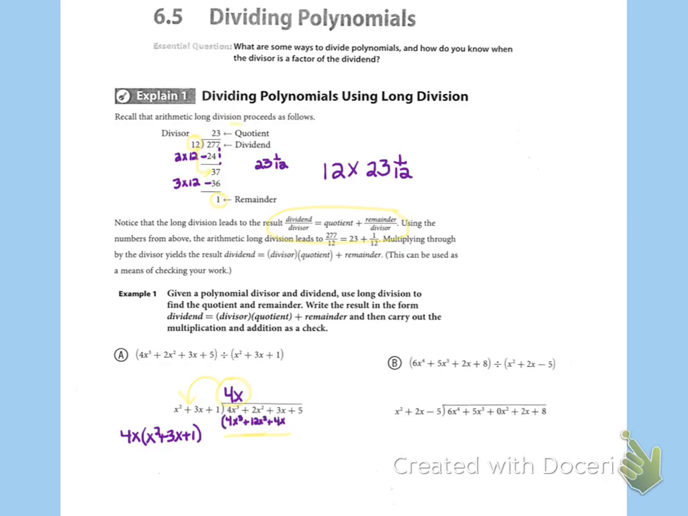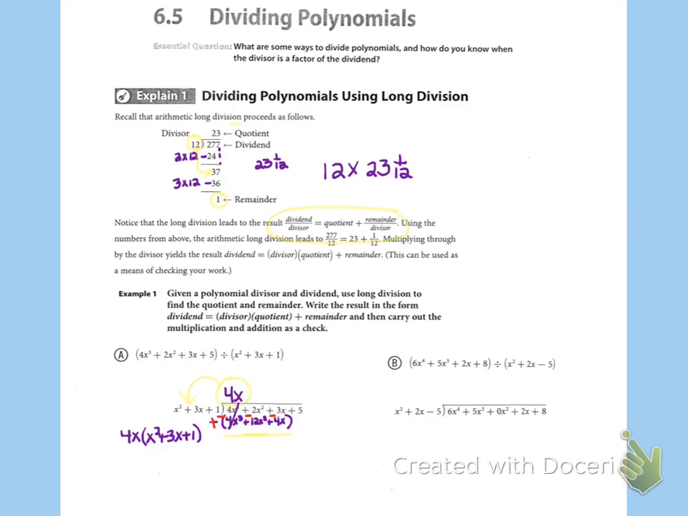Now remember, I'm subtracting that, so basically what I want to do is add the opposite of each one of those. So I could change this to addition, change every one of these to the opposite sign, and then I'm going to go ahead and add and see what's remaining. So when I add, I can add my 4x cubed and the negative 4x cubed, and of course they're going to cancel out. They should always cancel out.